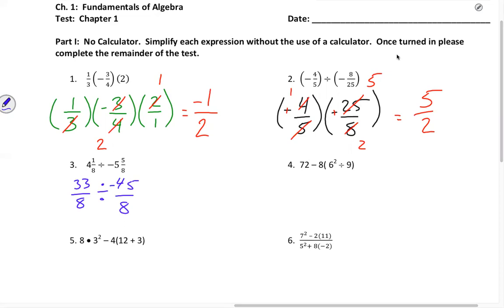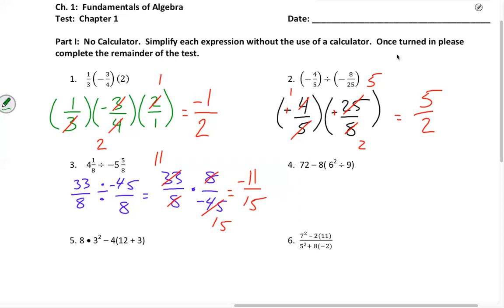Now here, we need to multiply by the reciprocal. Now, 8's cancel. 3 goes into 33 11 times. 3 goes into 45 15 times. So this is just negative 11 15ths.